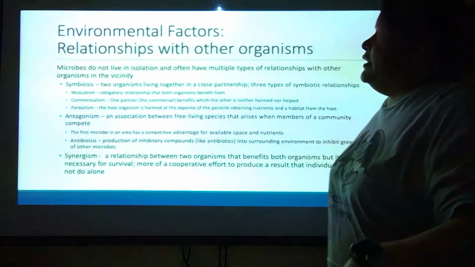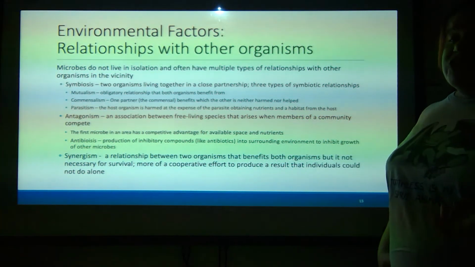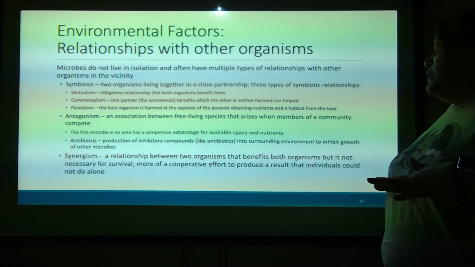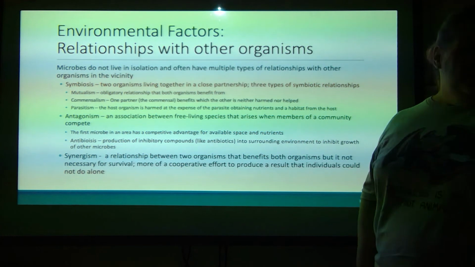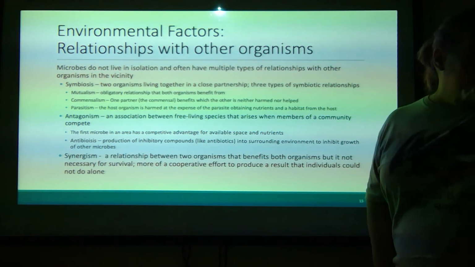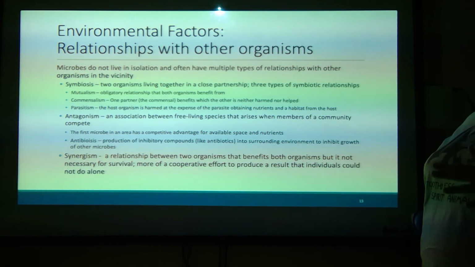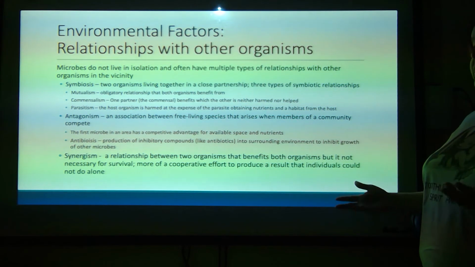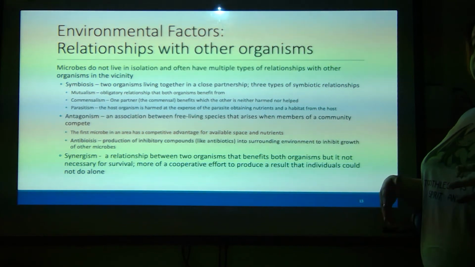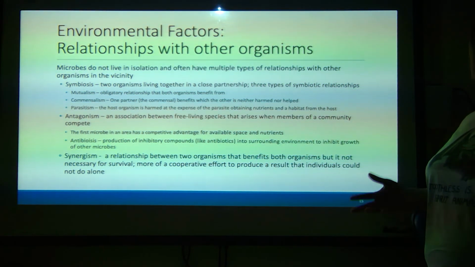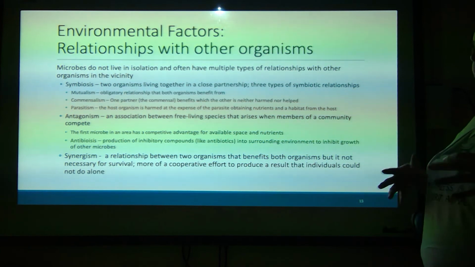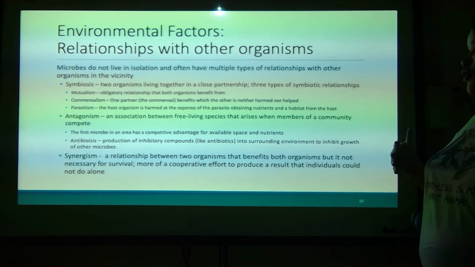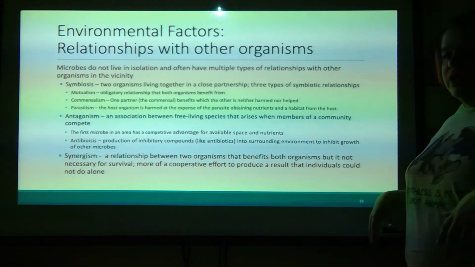All right. Antagonism. It's an association between free living species that arises when the members of a community compete. Okay? So, the first microbe in an area has a competitive advantage for available space and nutrients. Okay? Antibiosis is the production of inhibitory compounds, like antibiotics, into the surrounding environment to inhibit the growth of other microbes.